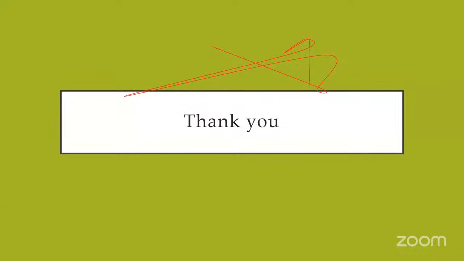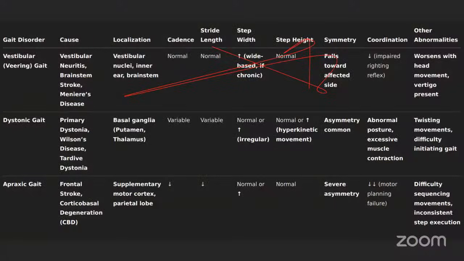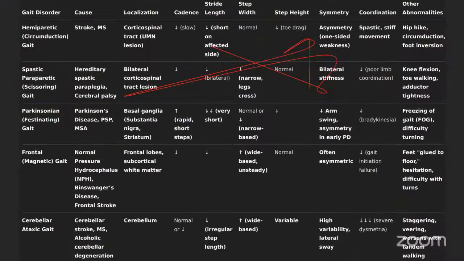Okay. So if you are seeing a patient with dystonic gait, what things will you ask the patient, or what things will you notice?